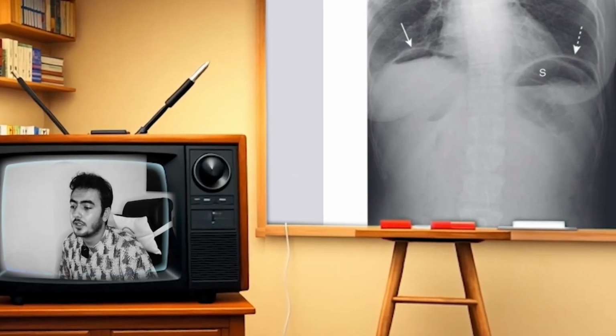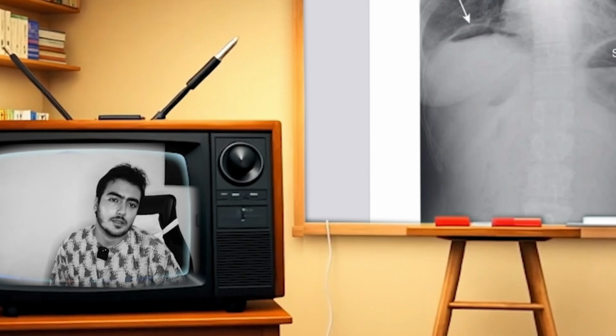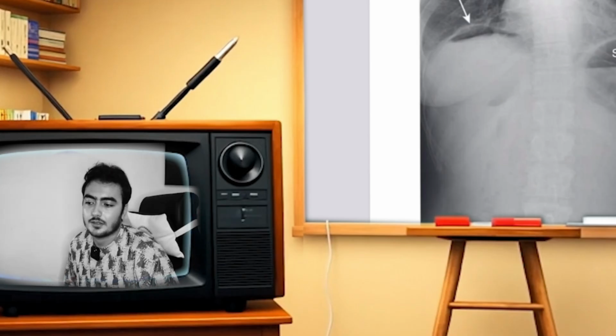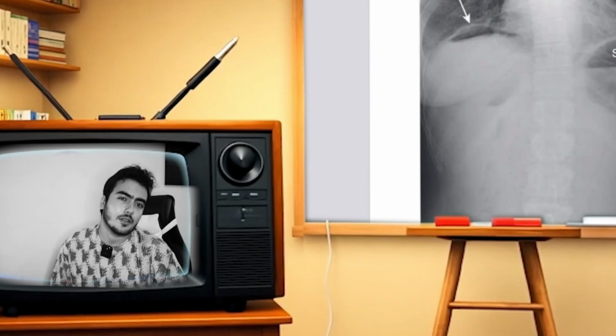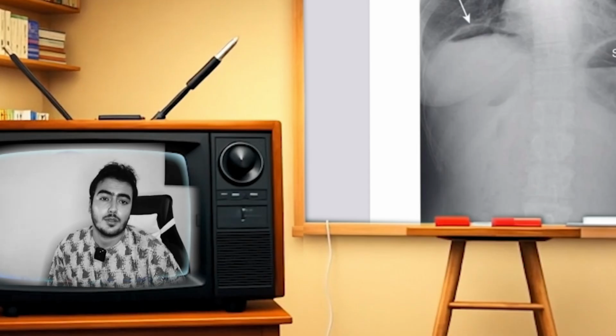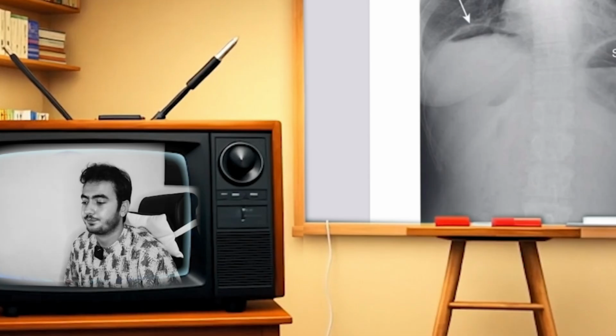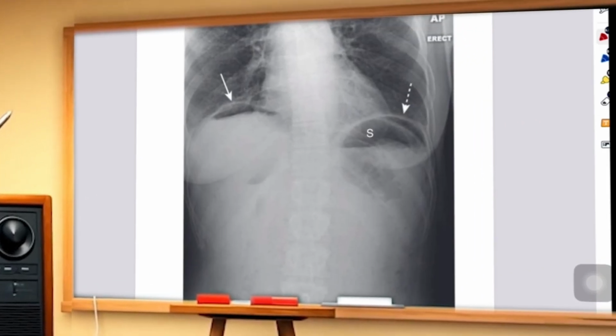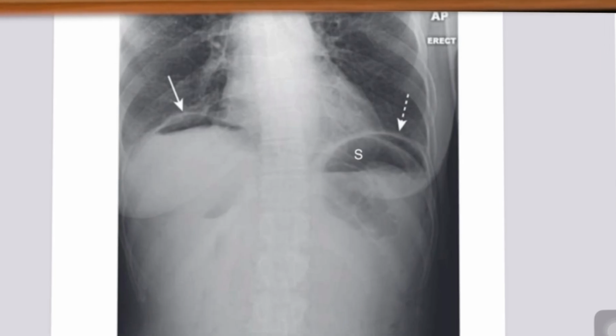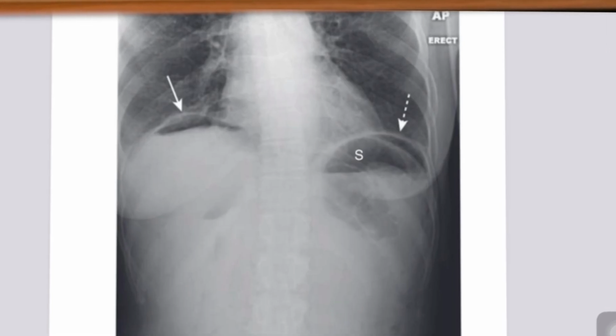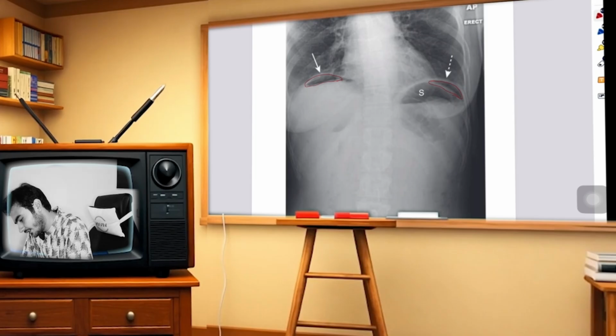As you probably know, there is no normal air in the peritoneal cavity. So if we see air there, it usually means something went wrong, like a perforated bowel or ulcer. In an upright chest or abdominal X-ray, free air rises and collects under the diaphragm, forming a crescent-shaped lucency. As you can see in this X-ray, we can see this free air under the diaphragm.